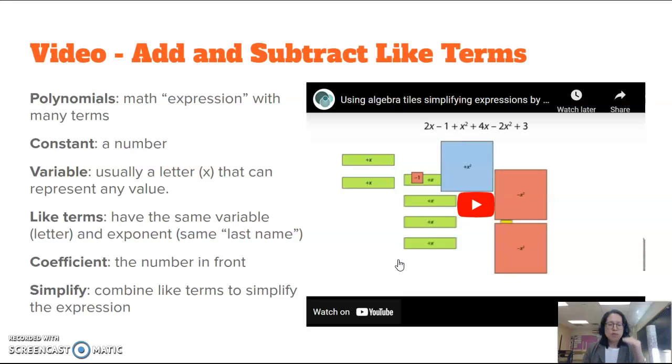So please go back to the slide deck, watch this video. It does a really good job of explaining it using these algebra tiles, and then come back to me.